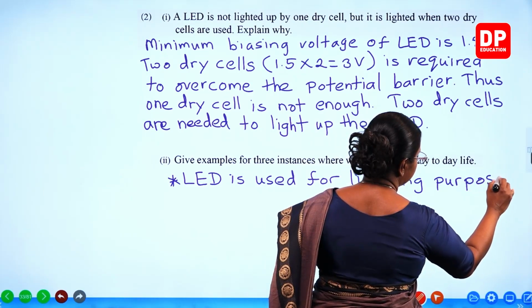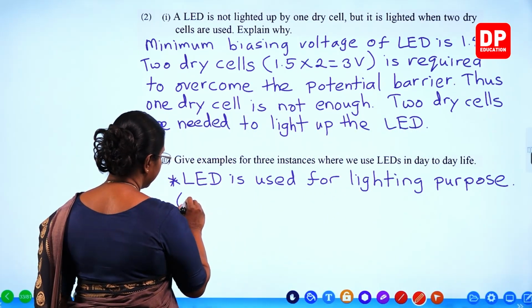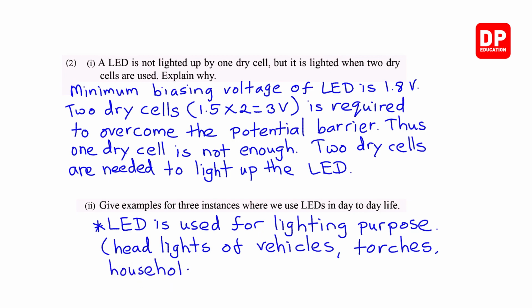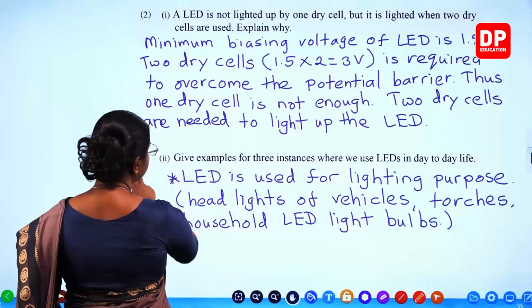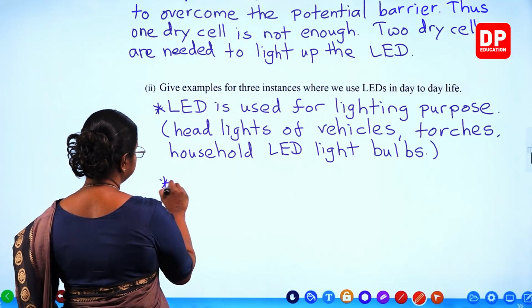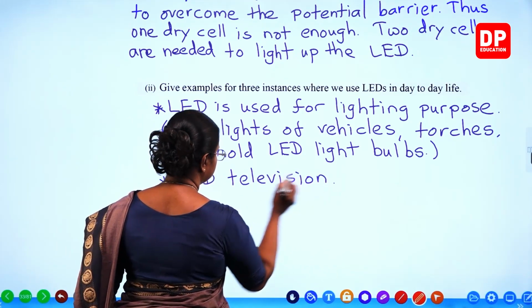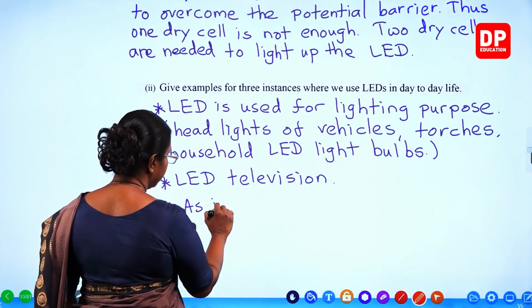Lighting purpose. If you want, in brackets we can say headlights of vehicles, then torches, and also we can say household LED light bulbs. Then the second application, LED television. And then as indicators.